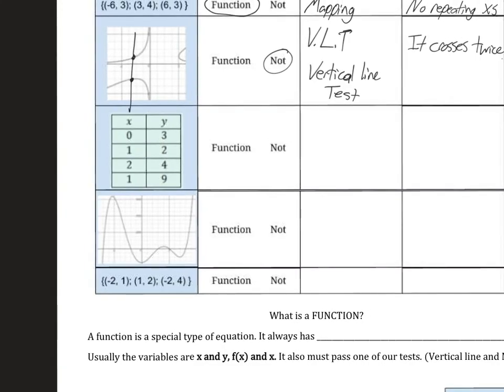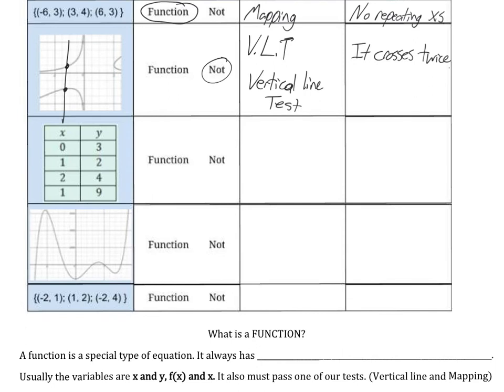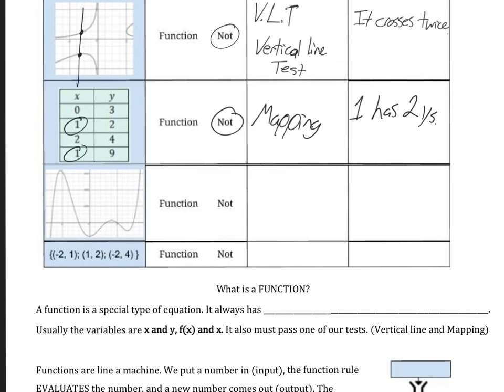Go ahead and take a minute, and I want you to try the next one. Okay, looking at this one, we should have said it is not a function. We know this because of mapping, because it's in the table, so that tells me, okay, I'm mapping. And then 1 has 2 y's. So one's here, so 1 repeated. Okay, go ahead and try the next one.